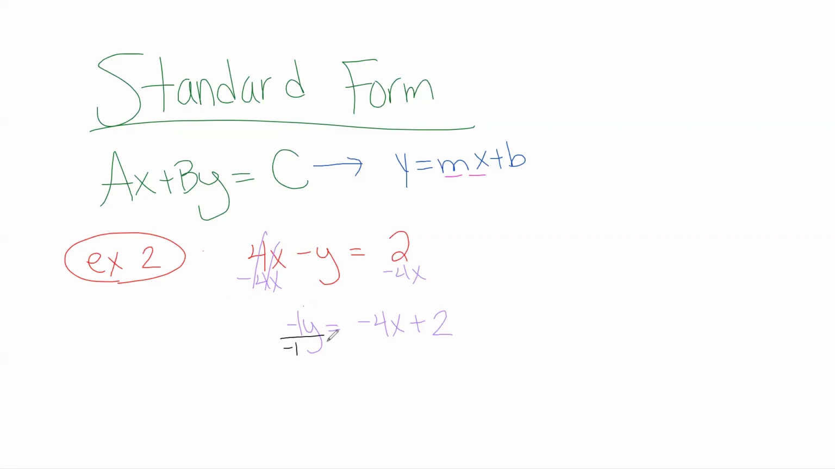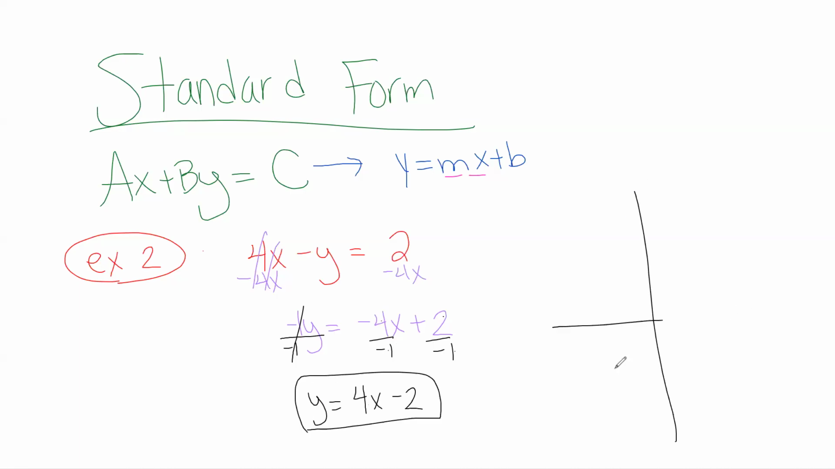Divide that negative 1 all the way across, giving us y equals, negative divided by negative would be positive 4x, and 2 divided by negative 1 would be negative 2. And there it is in the good format. Our y-intercept, there's the origin, come down 1, 2. Done.